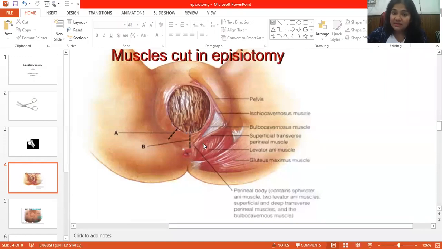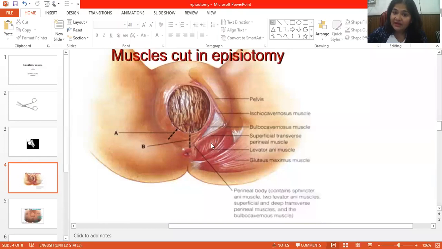Now these are the muscles internally. If you see anatomy, these are the muscles which are there in the perineal area. So when you give episiotomy, you are actually going to cut the internal vaginal mucosa. Then you are going to cut deep inside between the vagina and the skin. Inside the substance of that perineum are going to be these muscles. So what are these muscles? This is the bulbocavernosus muscle.